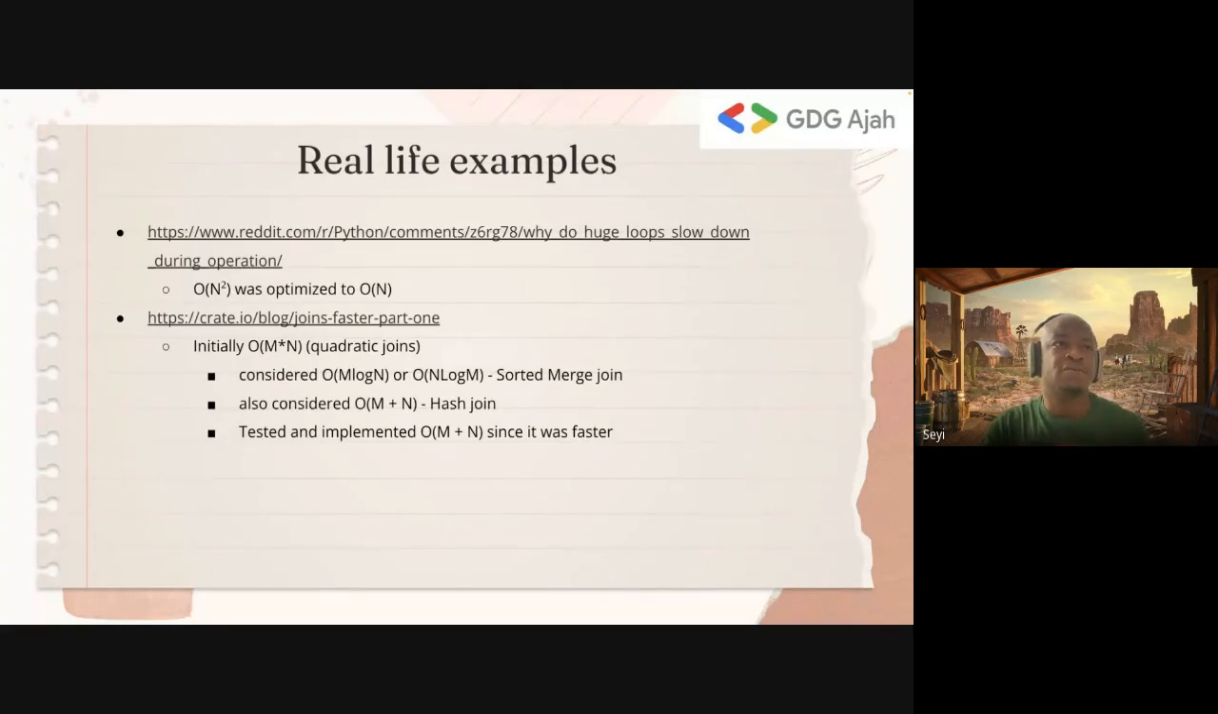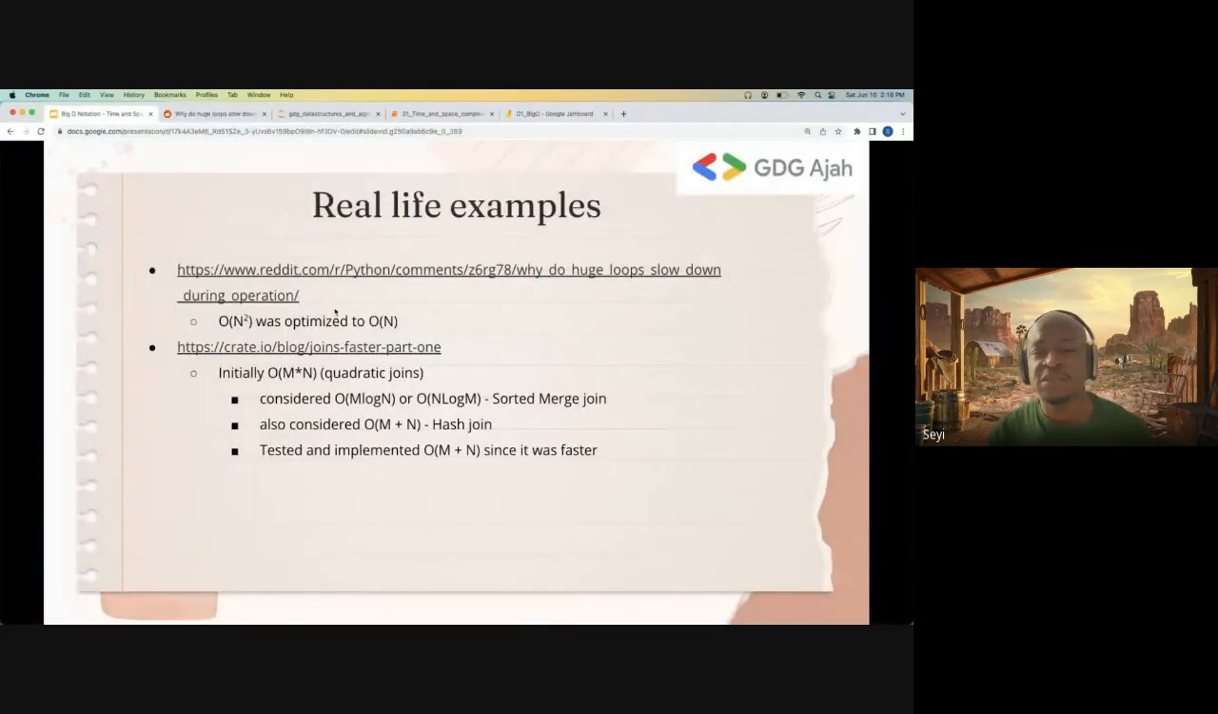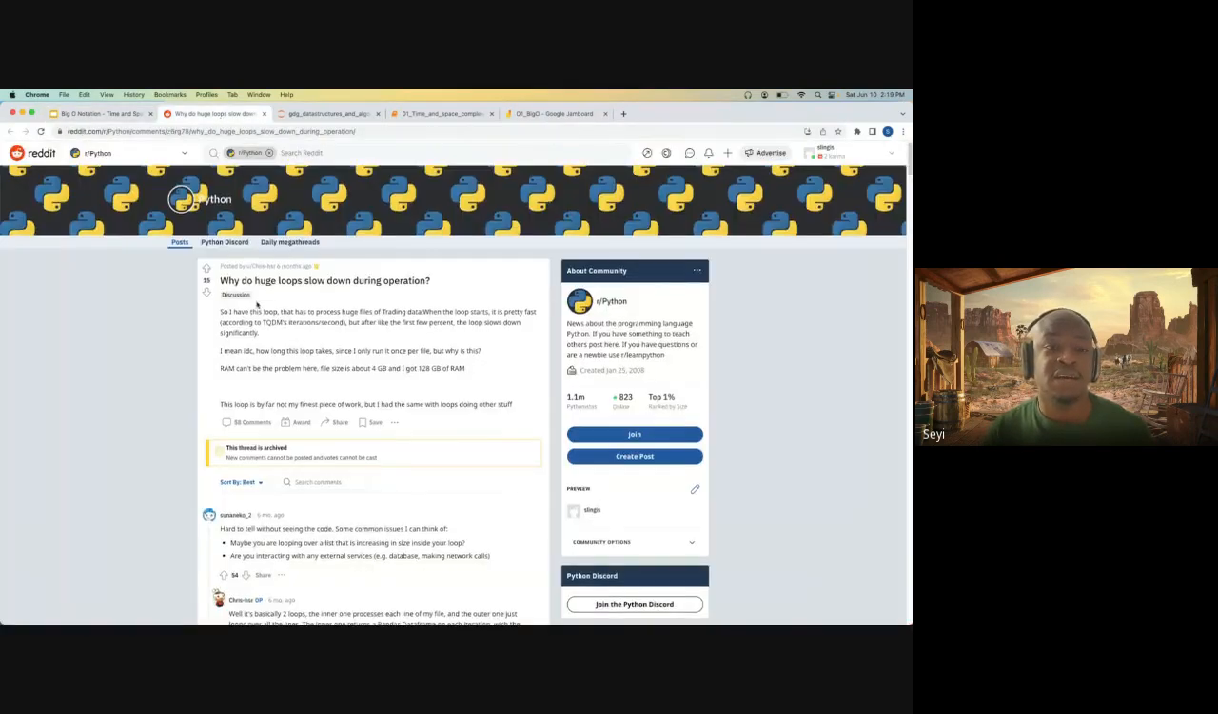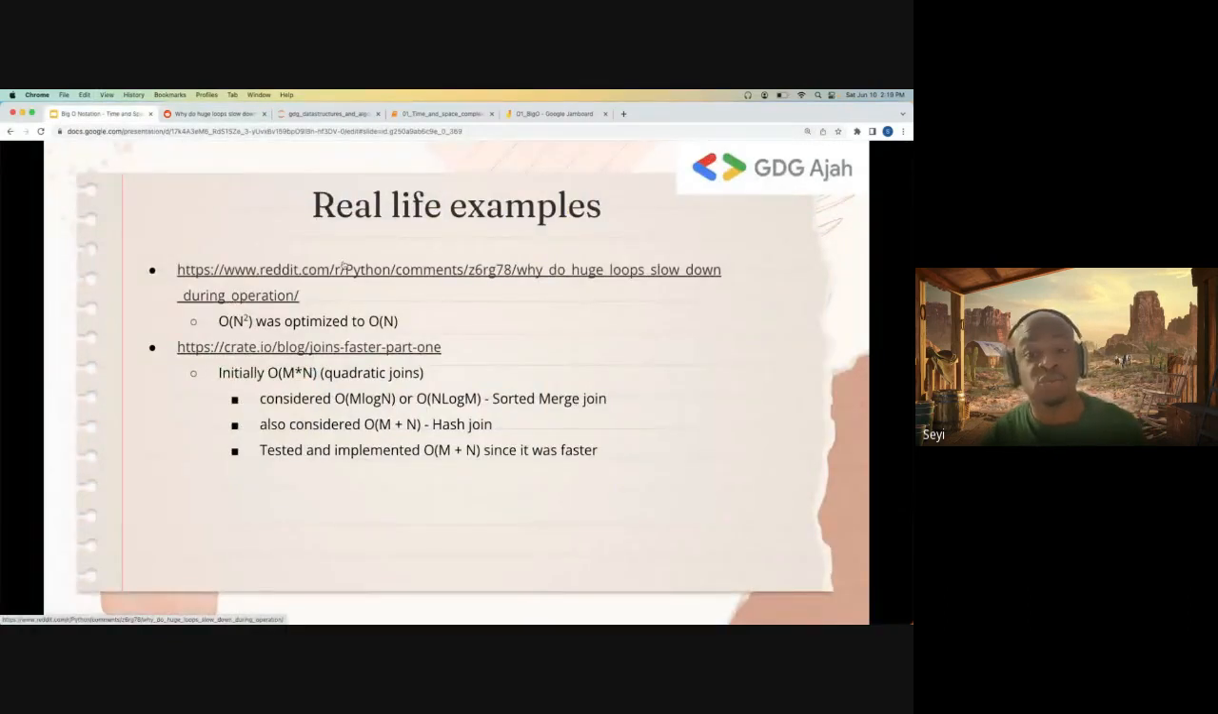For real-life examples, I included these to really help us understand why it's important to pay attention to these things. In the first example, this person was running a loop with n squared, and it was very slow. They optimized it to O of n, and it ran faster. In the second example, they optimized a quadratic implementation of joins in a database. They optimized quadratic to linear to make it faster. You can go over that through the link later if you're interested.